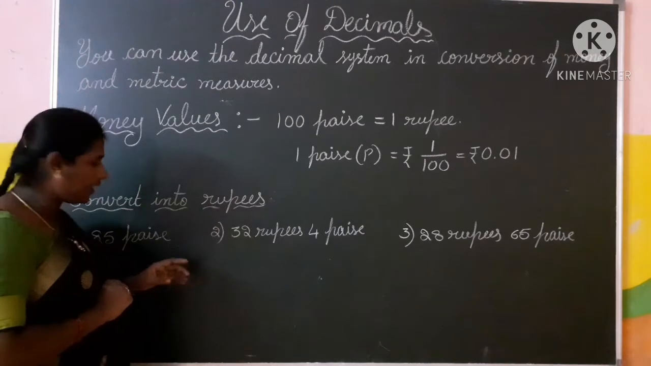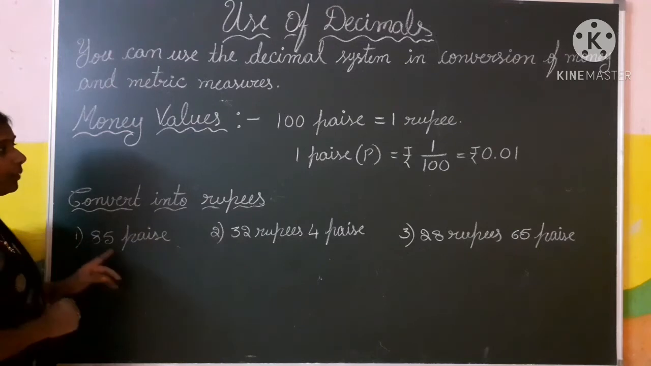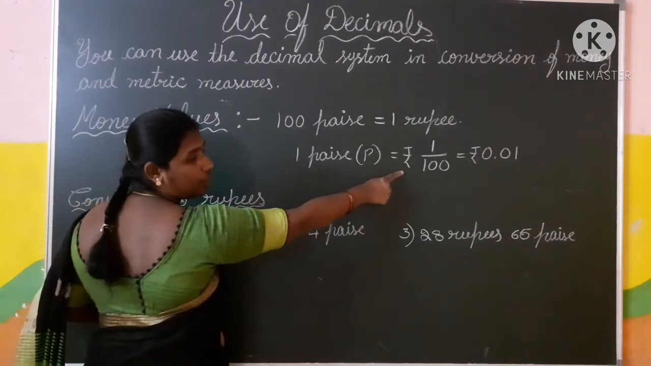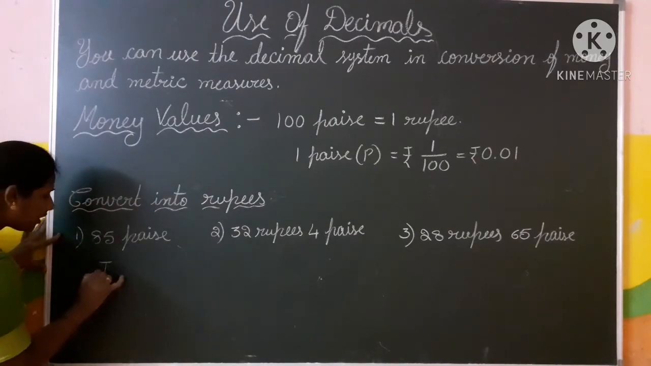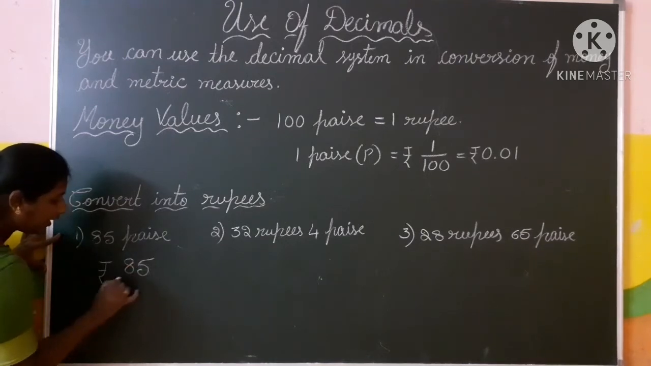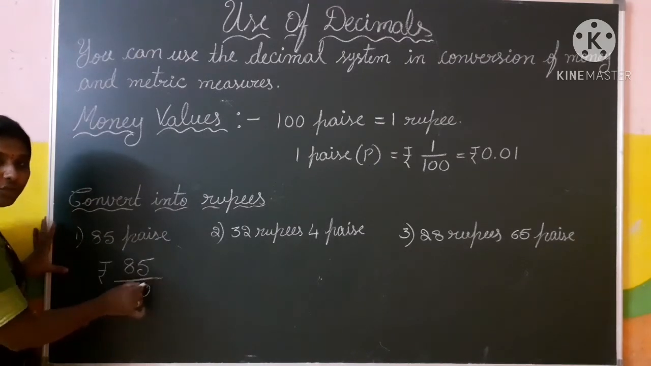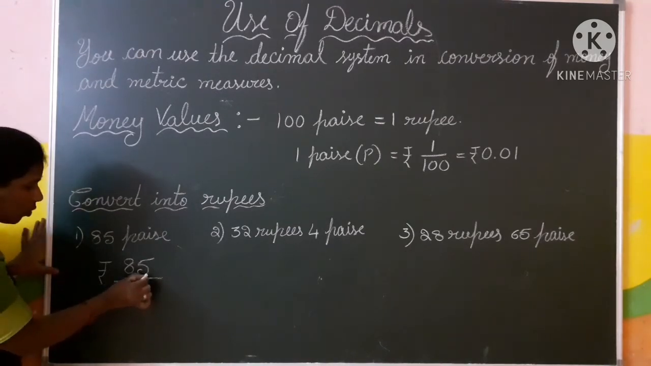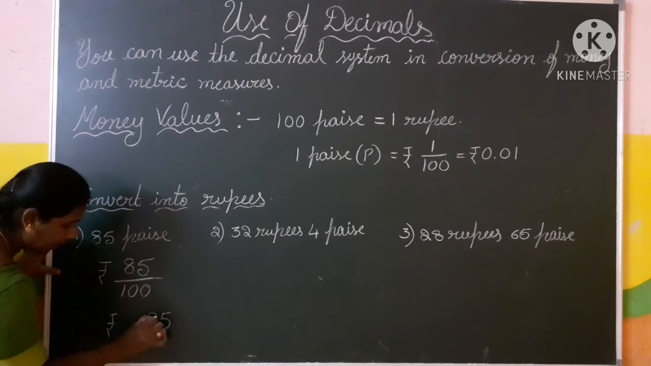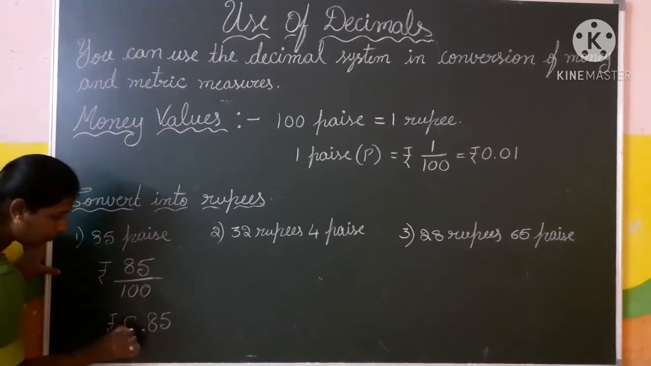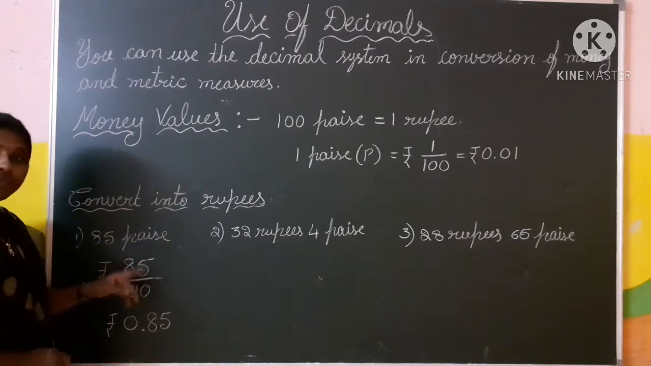Now, the first one is to convert into rupees: 85 paise. 1 paisa is equal to 1 by 100 rupees. So 85 paise is 85 by 100 rupees. In the denominator there are 2 zeros, so we should put 2 numbers after the point: 8, 5. Before the point there is no number, so we take it as 0. So 85 paise is rupees 0.85.